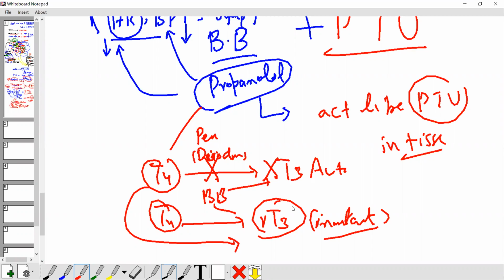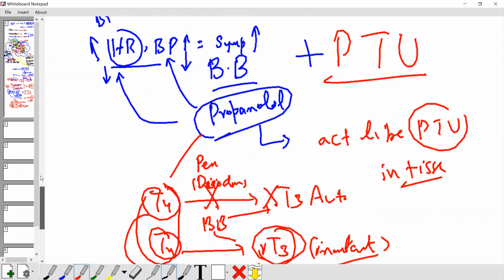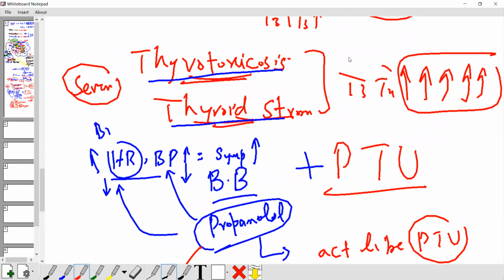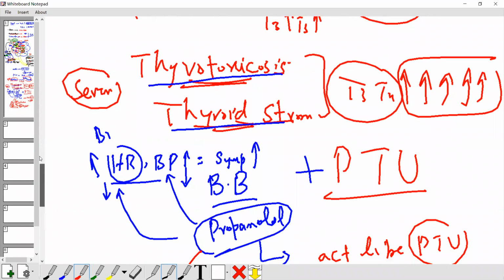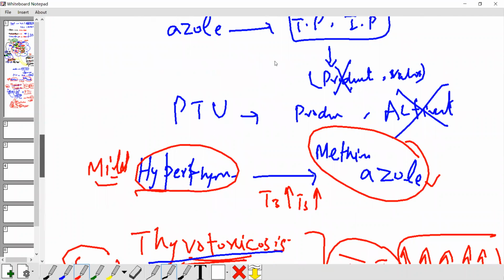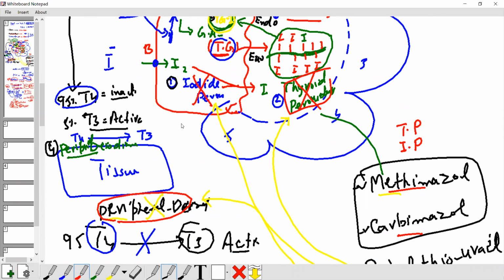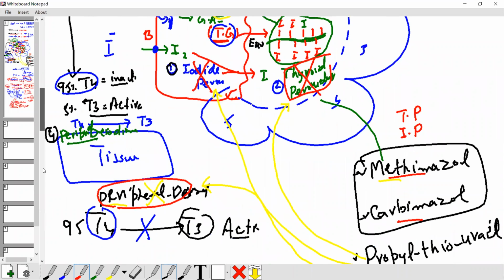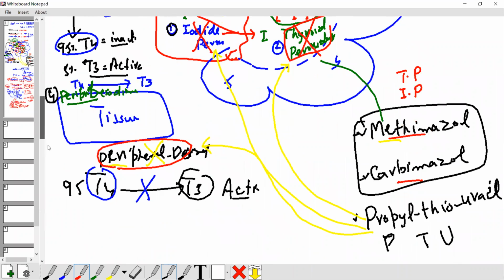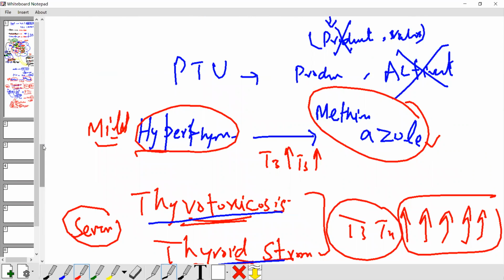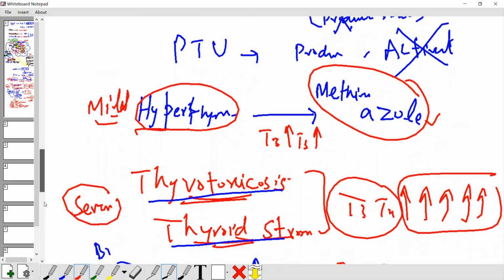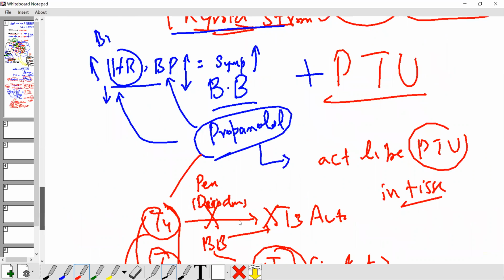In thyroid storm and thyrotoxicosis, you have already released a lot of thyroid hormone into the blood. Now we can't just rely on blocking thyroid production and release from the follicle. You must block the activation also. Then you prefer PTU and a beta blocker along with PTU. Clear or not? So in thyrotoxicosis, we use a beta blocker plus PTU.